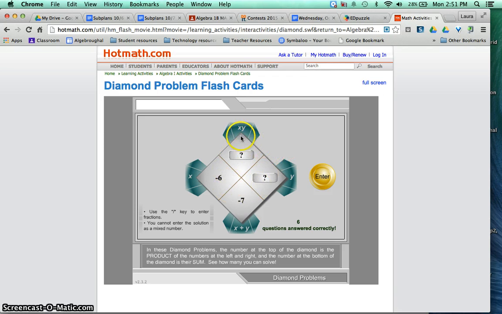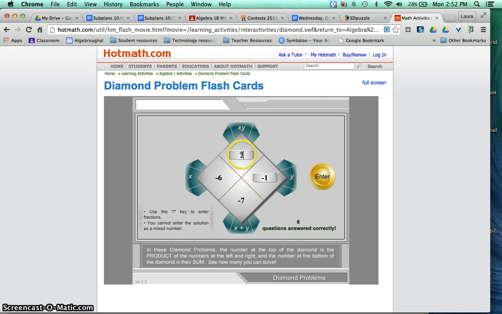And here is another example, only in this situation we're given the x but not the y. And we have the sum of x and y is a -7. Well, what do you think y is if the sum of x and y is -7 and x is -6? So the question is, -6 plus what number equals -7? Well, if you're thinking correctly, you would come up with a -1. -6 plus a -1 equals a -7.